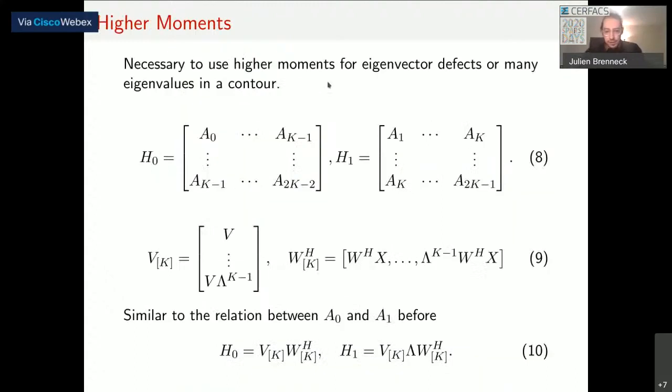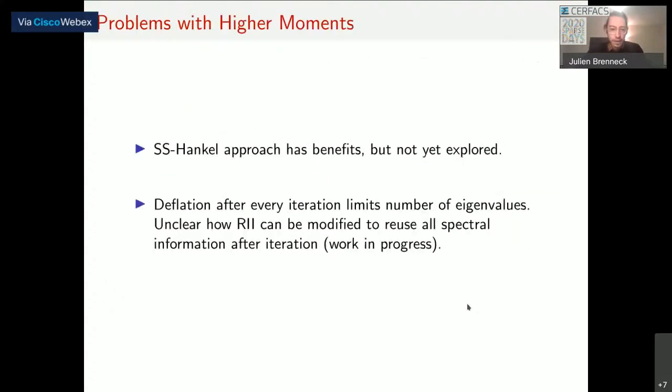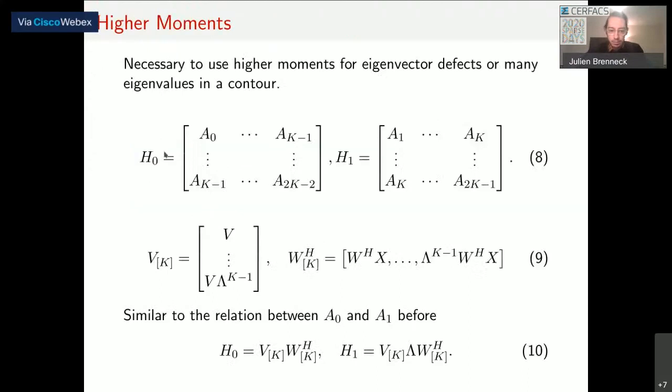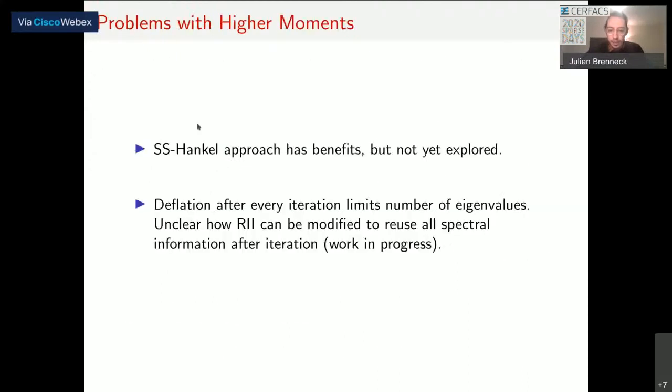In general, we have to use these higher moments. I'm not really going to talk about them, but we essentially form these block moment matrices and then solve as we did before. And the SS Hankel method here would be very good. It would make these much smaller in memory, but I have not figured out how that would work yet. And there are also some problems about how we have to deflate the subspace iteration.